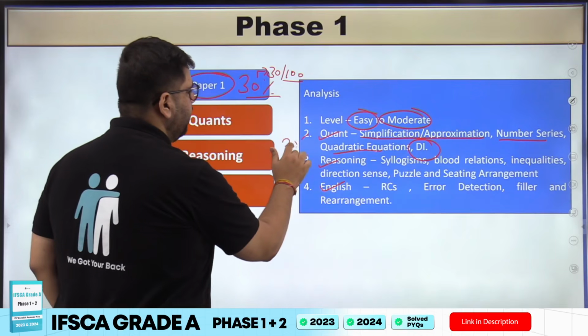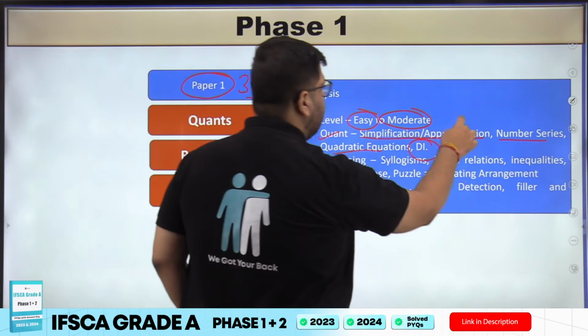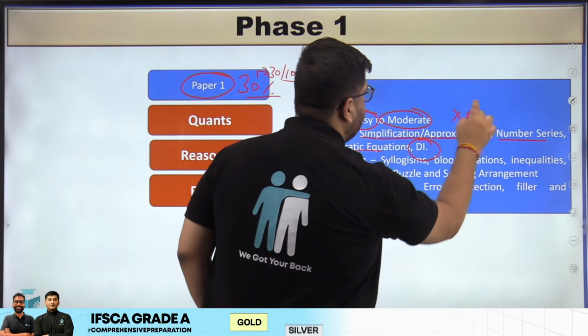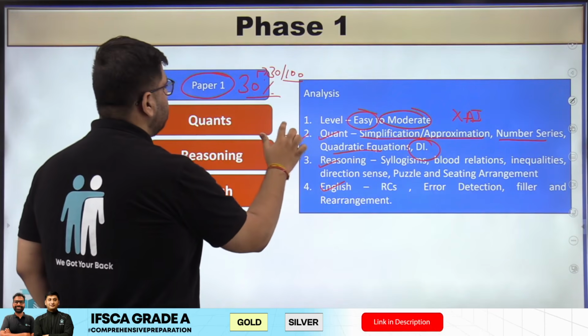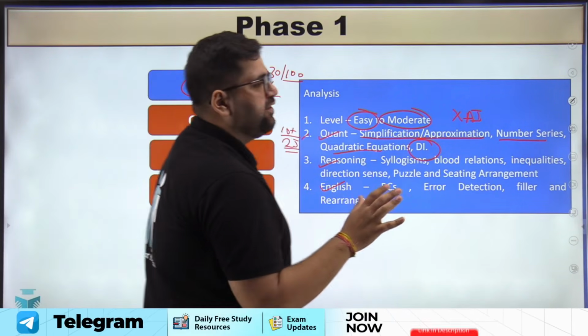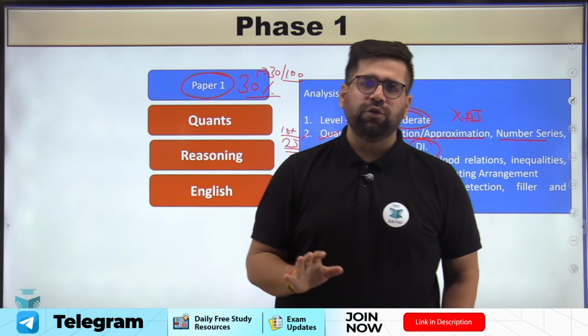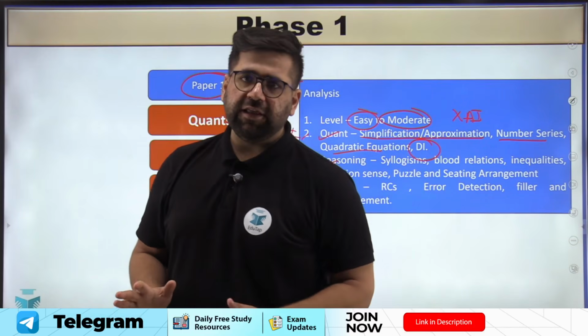In quant, you have 25 questions, right? Even if you skip the entire arithmetic, you can still solve, let's say, 10 plus questions in the quant section, which according to me is a very good score, because here you only have to clear the cutoff, right?